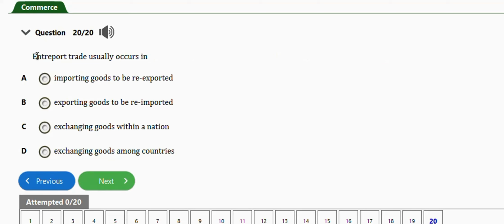The last question before we end this video, this one. It says interport trade usually occurs in, so I think this is a question, exporting goods to be imported, importing goods to be re-exported, exchanging goods within a nation, exchanging goods among countries. The right answer is option A, importing goods to be re-exported. Okay, so guys, this basically can do problems involving foreign trade for the JAMB commerce. We practice with about 18 to 20 questions for this subtopic.